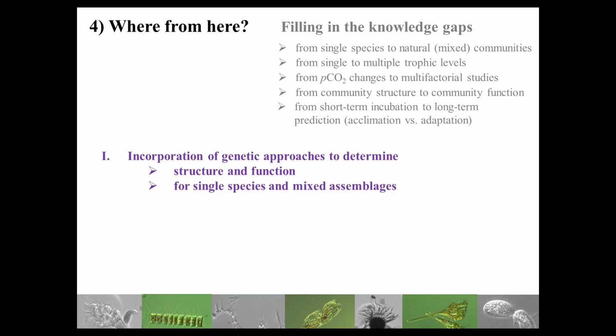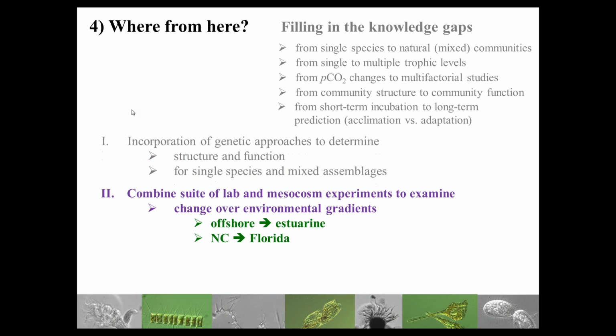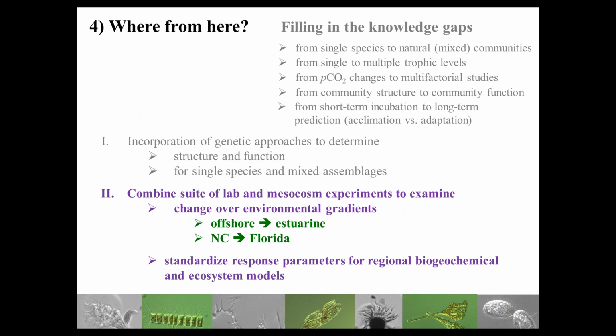Does that hold true as soon as we go into the environment? The other thing that is going to be extremely important and will help a ton is if we start to combine some of those lab and mesocosm experiments over the environmental gradients that we have within the area. This is offshore to estuarine environments as well as along the coast from North Carolina to Florida. If there are a lot of collaborative efforts that try to address these gradients, we have a really good chance to standardize some of those response variables that are needed to put them into larger scale models, which I think is a great way to start to understand better what ocean acidification is going to do.